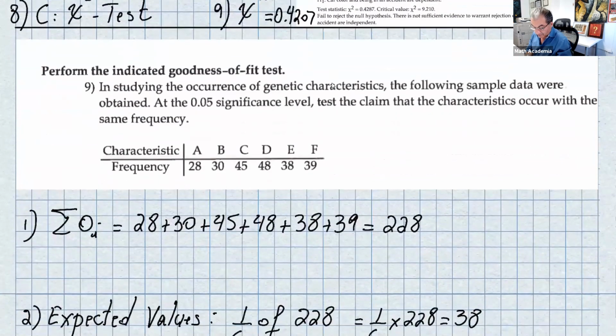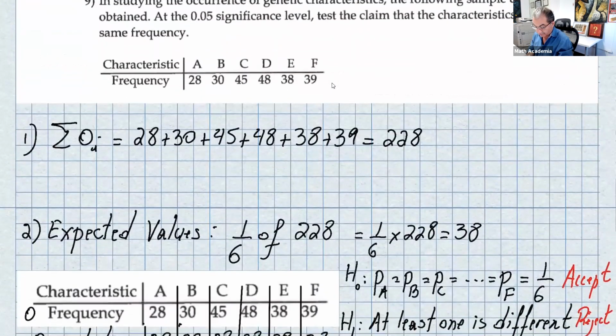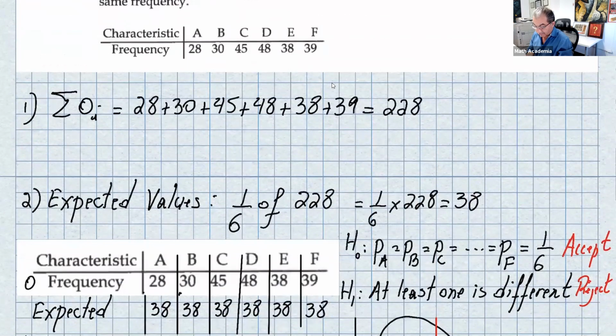So now whatever you're given in the table, these are the observed values. If you add the observed values, the total is going to give you 228. Let's remember that. Now, what's the expected value? The expected value is 1/6. We have 6 of them. 1, 2, 3, 4, 5, 6.